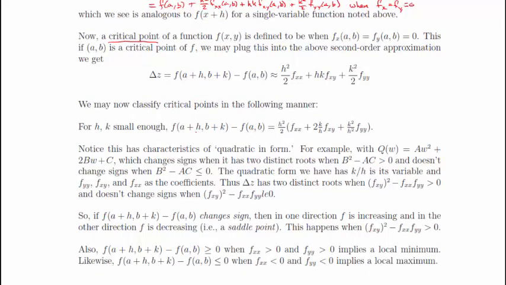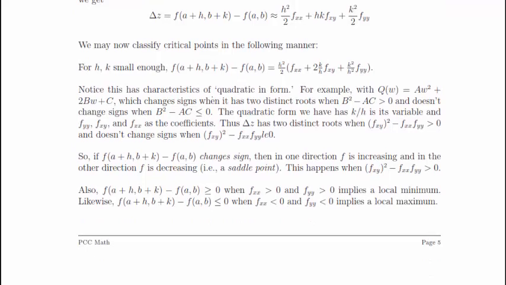So with this next line, we're going to start to classify this. We want to be able to work this equation in a way to be able to tell if my change in z is positive or negative. So for h, k small enough, f of a plus h comma b plus k minus f of a comma b, we say equals h squared over 2 times parentheses f sub xx plus 2 k over h f sub xy plus k squared over h squared f sub yy. Essentially, we just factored out an h squared over 2 here. We say equals for h, k small enough, meaning that we're essentially letting the limit as h and k go to 0.